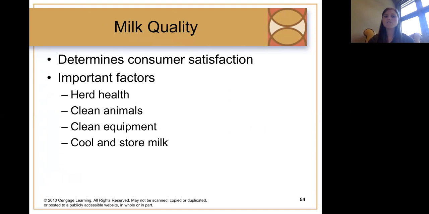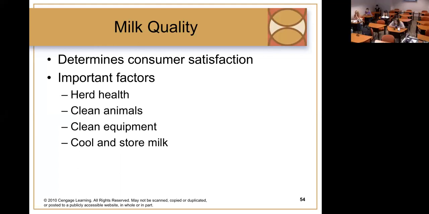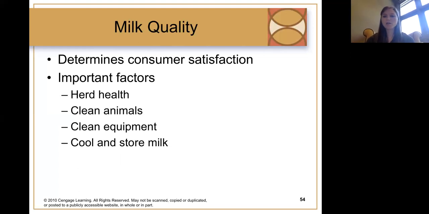It determines consumer satisfaction. And it's also really important because if you don't have milk that's really up to standard, it can't be sold. So important factors that play into milk quality: herd health, clean animals, clean equipment, and make sure that you cool and store the milk at the proper temperatures so that bacteria can't grow.